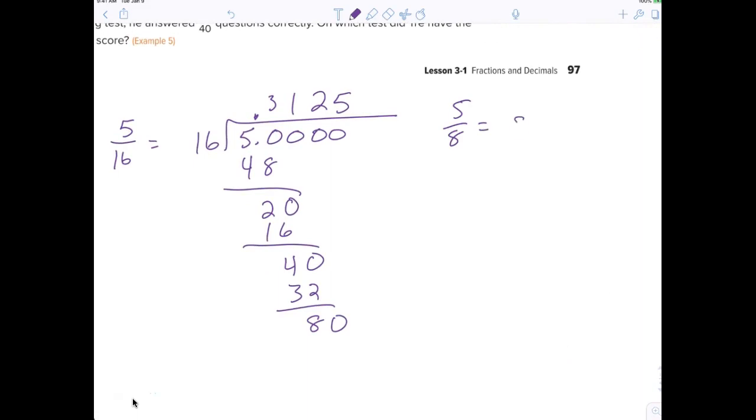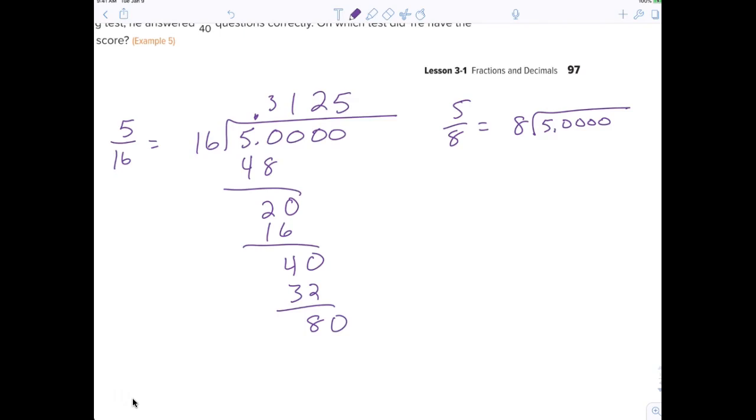5/8 is equal. 8 goes into 5.0000. So how many times does 8 go into 50? Good for you. Yes, exactly. Now you see, right? Because I expect you to know some fractions, like for example, if I said 3 out of 25, I think everybody in here should just know that's 0.12. Because 3 times 4 is 12, and 12 over 100 is 0.12. That's what I mean.